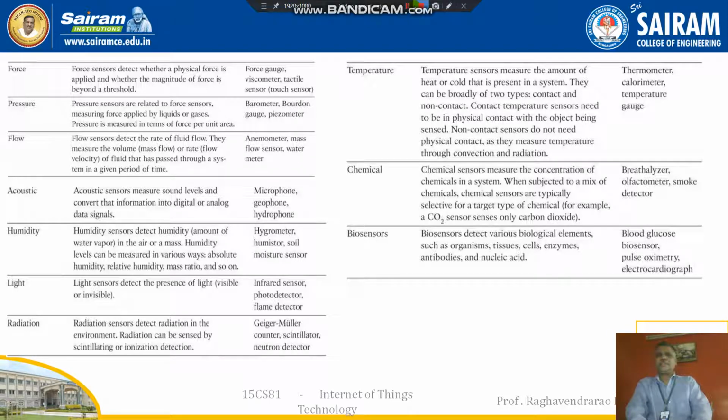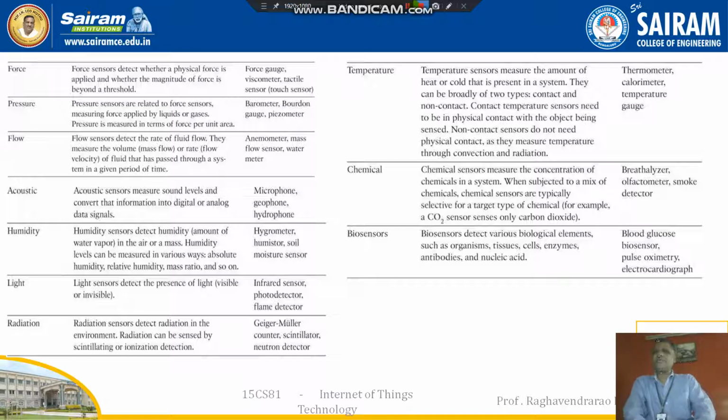Radiation sensors detect radiation in the environment. The radiation can be sensed by scintillation or ionization detection. Examples used for this are Geiger-Muller counter, scintillator and neutron detector.